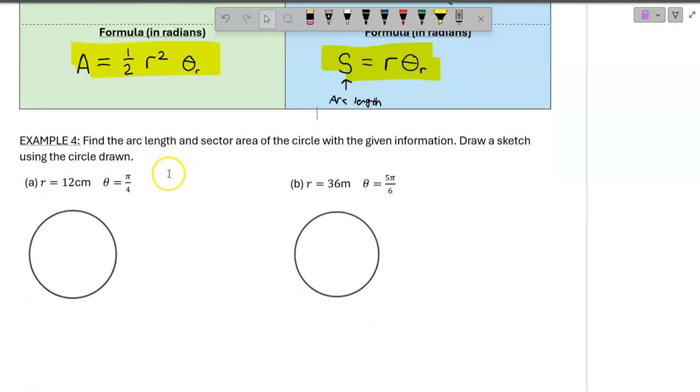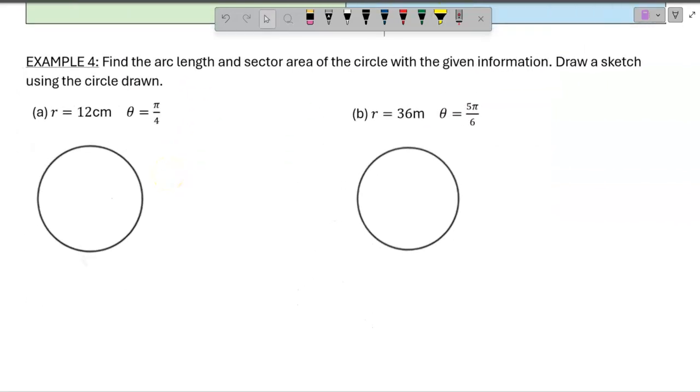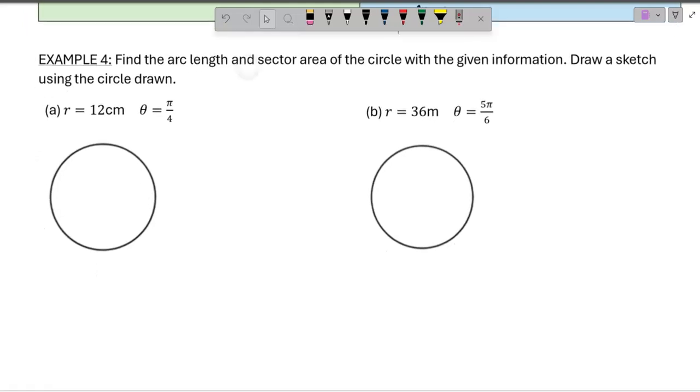So let's look at our first example. In this problem, we want to find the arc length and the sector area. I'll denote area of a sector in red and arc length in green. If we want to find the area, it's going to be 1/2 r squared theta. In this case, the r value is 12 and the theta value is pi/4. So all I'm doing is plugging those things in. r is going to be 12 squared, and theta is going to be pi/4.